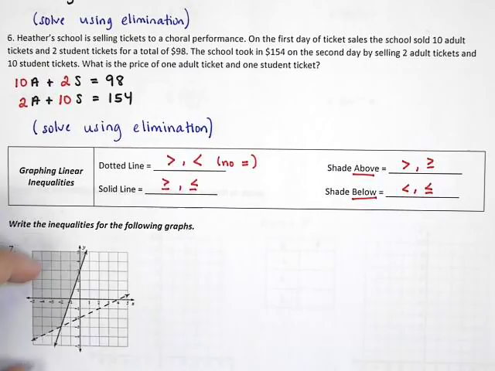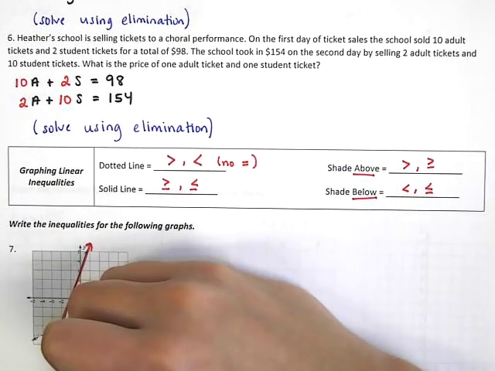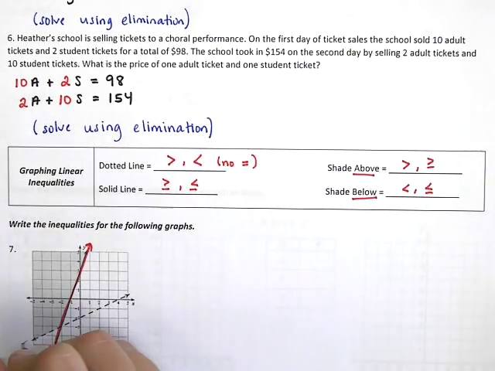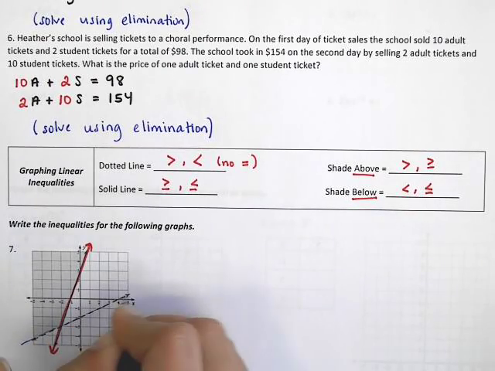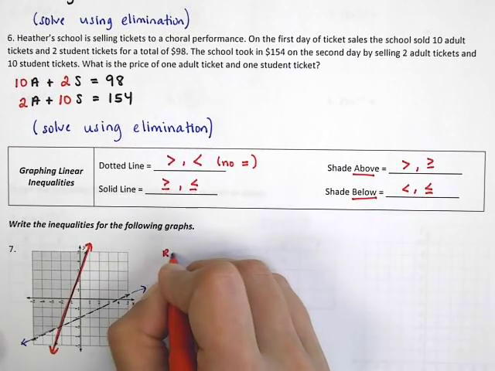So if I gave you this graph and I said write the inequalities that you would have had, we're going to do this in 2 different steps. We're going to have the red line, which was a solid line, and we're going to have the blue line, which is a dotted line. So I'm going to work on the red line first.